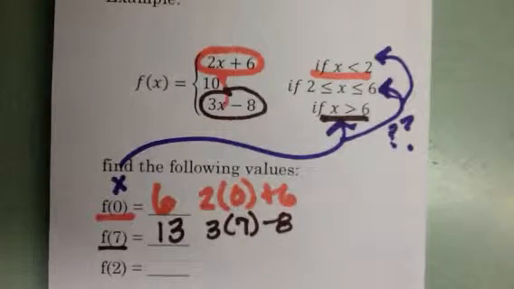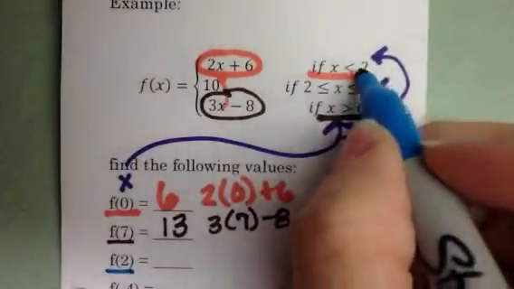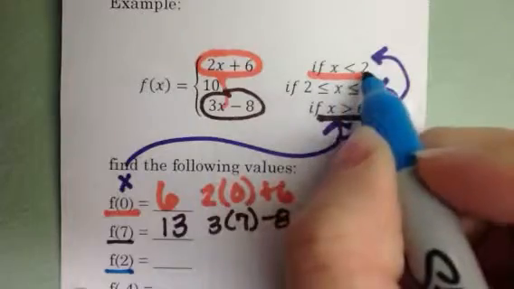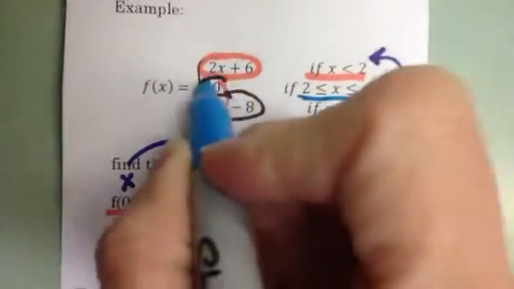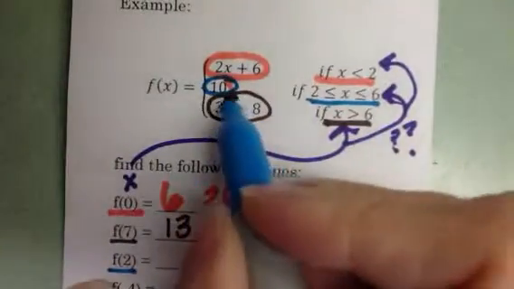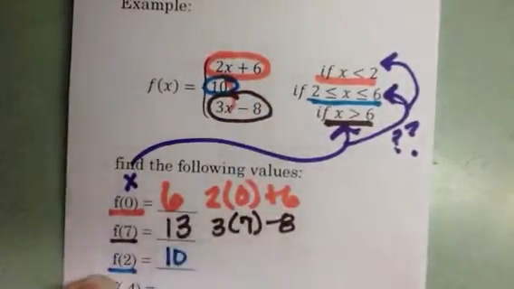Next, f of 2. Well, there's a 2 here and here, but this is less than 2, so it's not including 2. This one equals 2, so we're going to use this one. There's no x to replace there, so this value is simply 10.